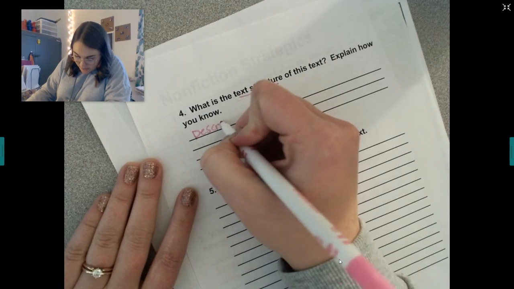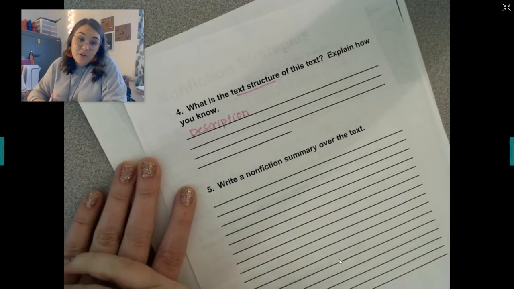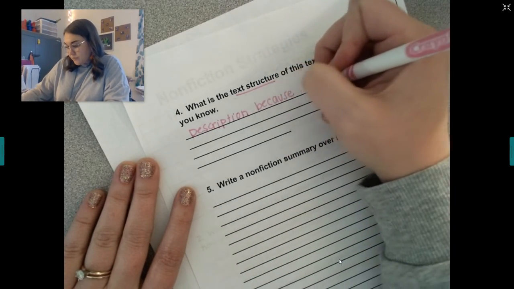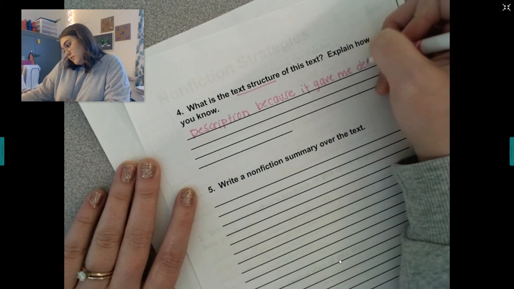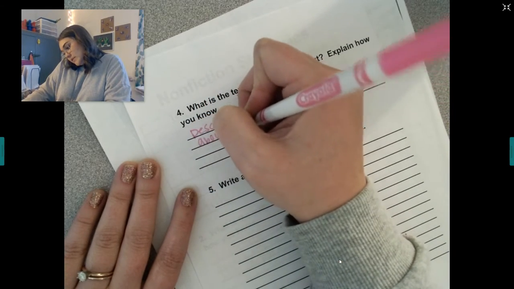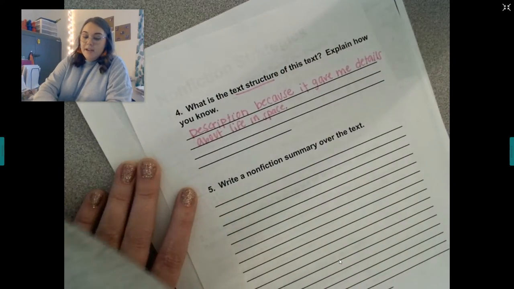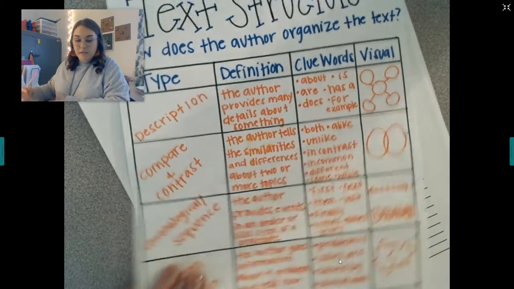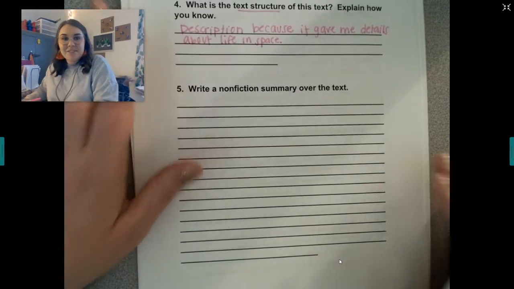So it's description. And remember, all of these anchor charts I'm using are going to be down below, so use those to fill out your questions. So it is description because it gave me details about life in space. Easy peasy lemon squeezy. And I really got that off of here. Details about something, and I just said details about life in space. Filled that in.